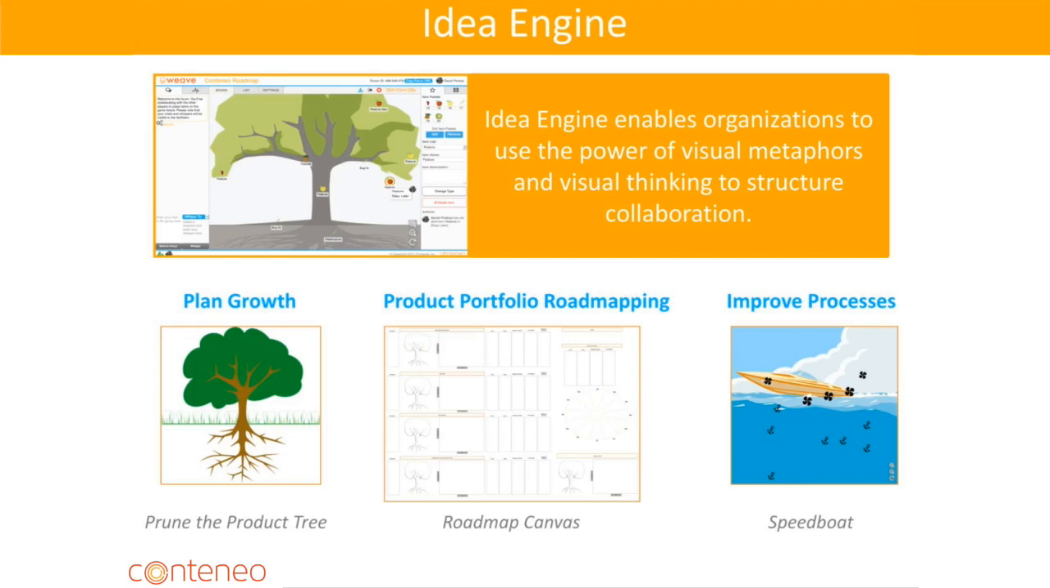to structure collaboration. If you've used an image like Speedboat or Sailboat for a Scrum team retrospective, if you've used an image like Prune the Product Tree or Prune the Future to help you build a roadmap, or even if you've used an image like the Business Model Canvas or the Lean Startup Canvas, all of these are based on the same principle, the use of an image to structure collaboration, and Weave supports them all.